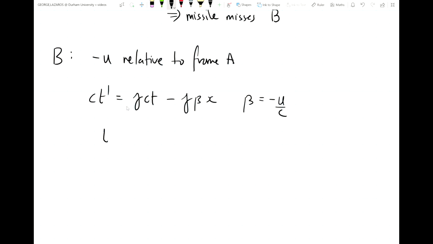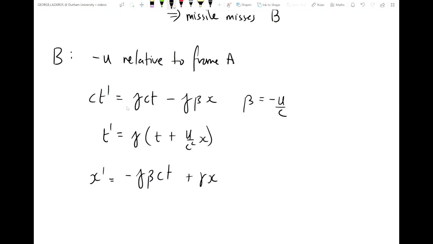Rearranging this, we find that t prime, or the time in the prime frame, which in this case is B, is equal to gamma, brackets, t plus u over c squared x. Now for the x coordinate, we have that x prime is equal to minus gamma beta ct plus gamma x, which you can then simplify into gamma, brackets, ut plus x. So those are our two Lorentz transforms, time and position coordinates, which we'll need to calculate the 4 vectors in this new frame.